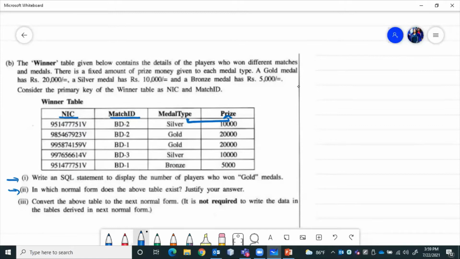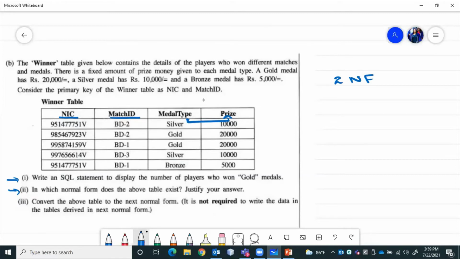These two are the primary key, the prime attributes. So what is the dependency? Transitive. Yes, right. If a transitive dependency is available, that means this is not in 3NF. But we don't have any partial dependencies. So definitely this table, or the relation, is in the second normal form.